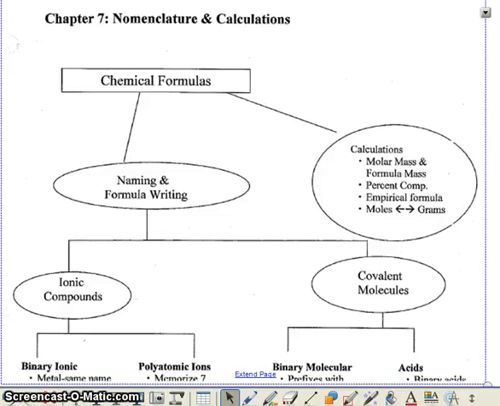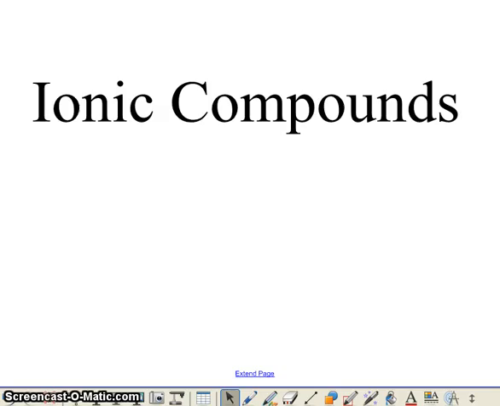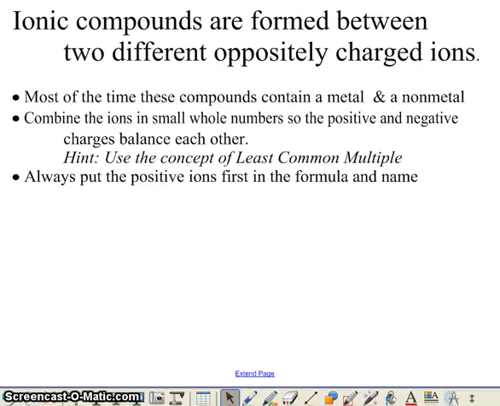This podcast is an introduction into writing formulas and writing the names of compounds. So for our chapter 7 in our text, that topic today, we will only focus on one thing, and that is ionic compounds here. Naming ionic compounds, but we will not do covalently bonded molecules, and we won't do any calculations this morning. So, again, ionic compounds are compounds that are formed between two ions.